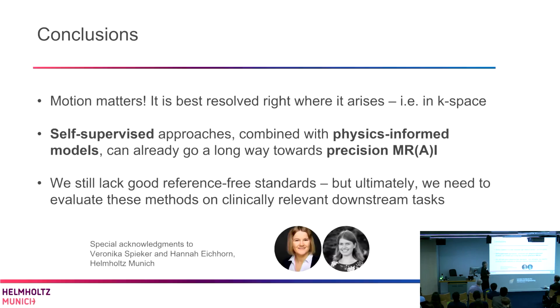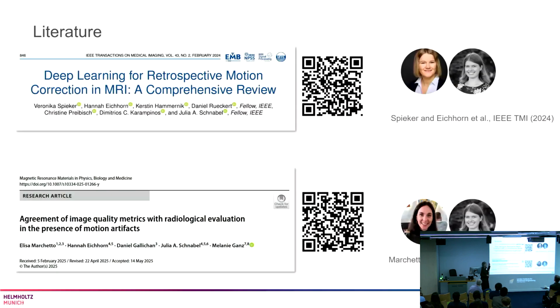I want to give special acknowledgements to Veronika Spieker and Hannah Eichhorn, who've done the work behind this. They actually collaborated on a really nice review paper, which came out in TMI 2 years ago, a comprehensive review on retrospective motion correction using deep learning in MRI. So feel free to have a look at that. And Hannah also collaborated with Elisa Marchetto and Melanie Ganz on looking at how well these quality metrics, which we all use in reconstruction, actually agree with the radiological evaluation if there's motion in the images. So actually doing visual reading compared to just calculating these things.